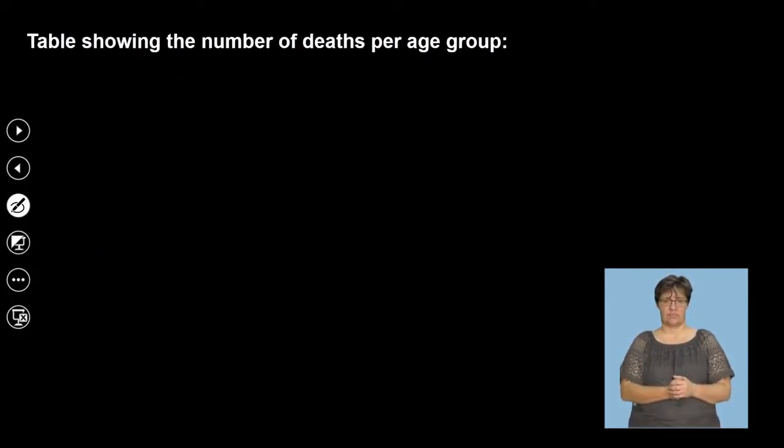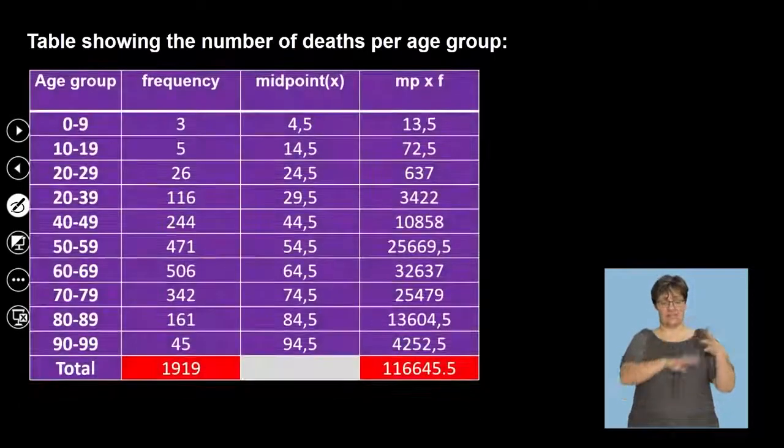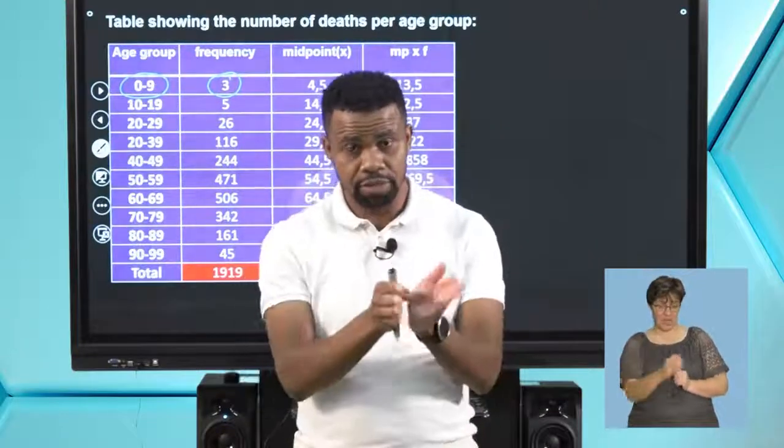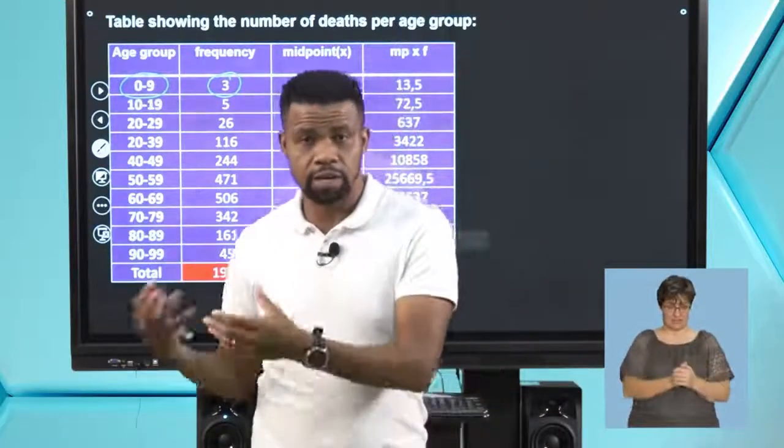So this is the actual table. Let me explain this again. So for the age of 0 to 9, we have 3. Frequency implies 3 young people between the age of 0 and 9 died from COVID-19.